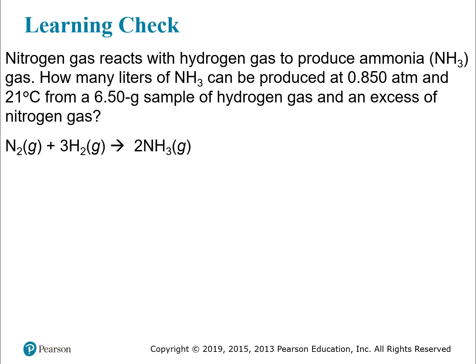We've got a reaction with nitrogen gas and hydrogen gas producing ammonia. How many liters of ammonia can be produced with these conditions? 0.850 atmospheres, 21 degrees Celsius, and we have a 6.50 gram sample of hydrogen gas and an excess of nitrogen gas. So this is combining Chapter 7 with the ideal gas law.